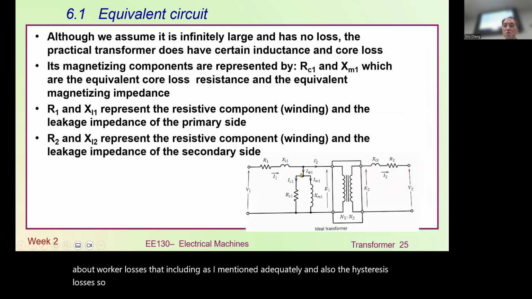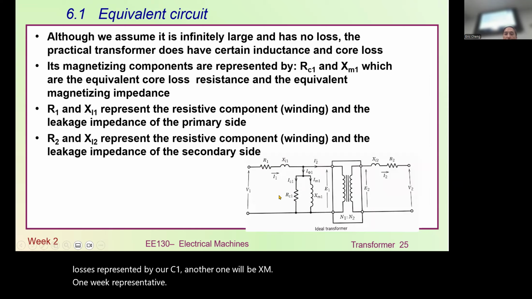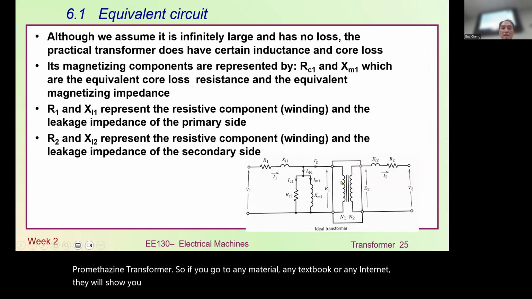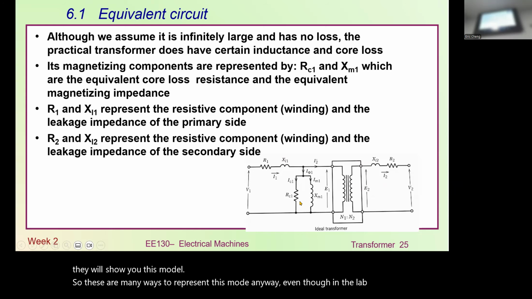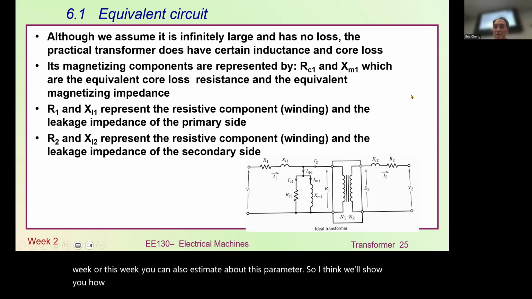So here we assume we have two components. One is the core loss, represented by RC1. The other is XM, which represents the magnetizing inductance. So those are all the common, well-known parameters in a transformer. If you go to any textbook or any internet source, they will show you this model. There are many ways to represent this model anyway. Even in the lab last week or this week, you can also estimate these parameters. I think we'll show you how to estimate the parameters in a moment.